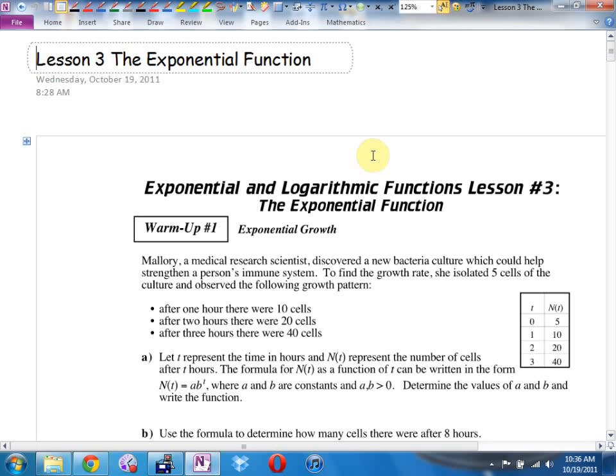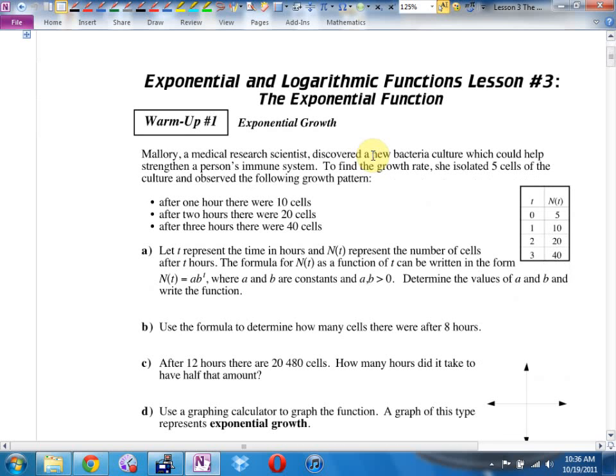Warm-up number 1. Mallory, who's a medical research scientist, discovered a new bacteria culture which could help strengthen a person's immune system. To find the growth rate, she isolated 5 cells of the culture, and here's what she noticed. After 1 hour, there were 10 cells. After 2 hours, there were 20 cells. After 3 hours, there were 40 cells. How many cells would there be after 4 hours? Spot the pattern. 80. Okay. What's happening every hour?